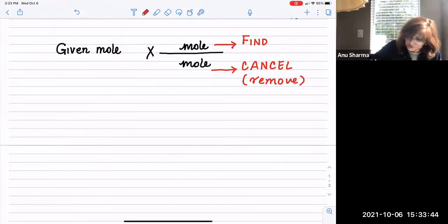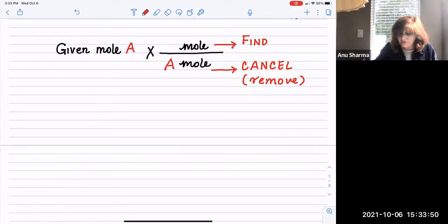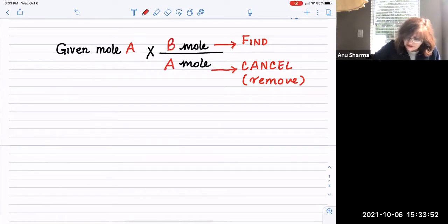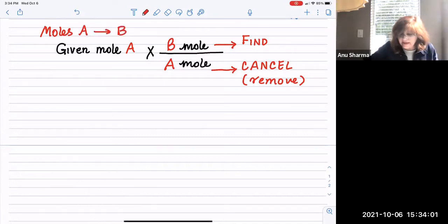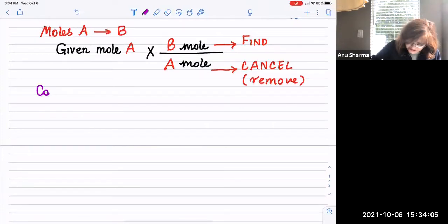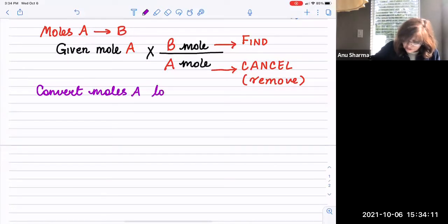Okay, and this is the moles that is given. So if you are given moles of A, then this is going to be moles of A, and this is going to be B. So this is a conversion of moles of A to moles of B. And the language that is written is, so here's the thing, either the question is going to ask you to convert moles of A to moles of B.